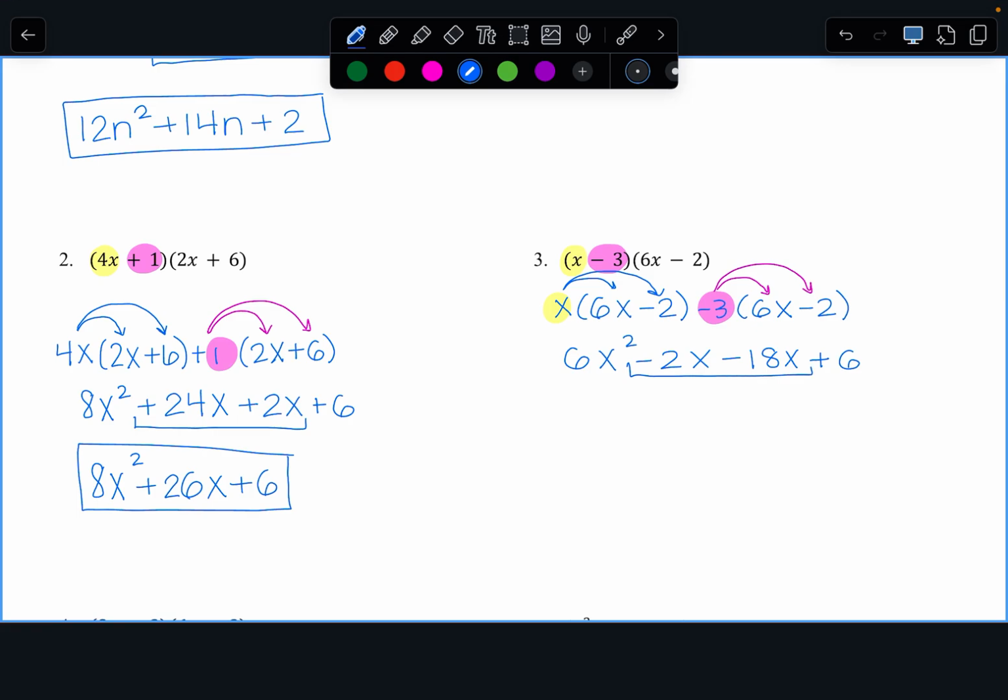Both of these terms have just an x. So we're going to copy down that 6x squared. A negative 2x and a negative 18x makes a negative 20x. And then we have that plus 6.